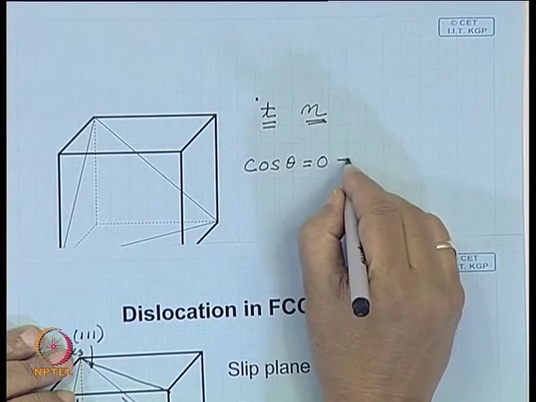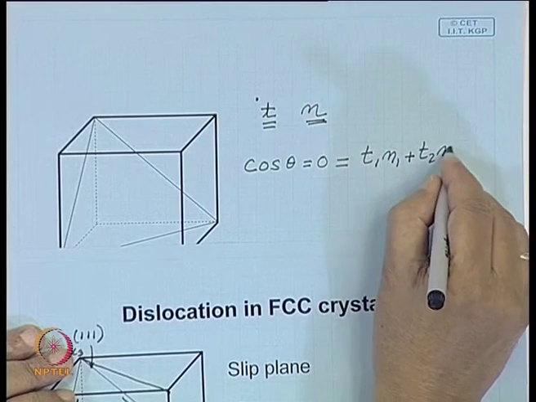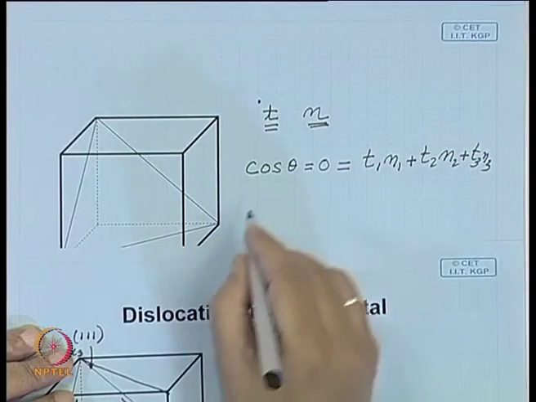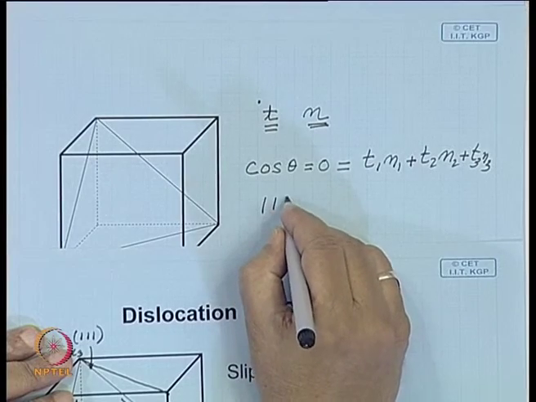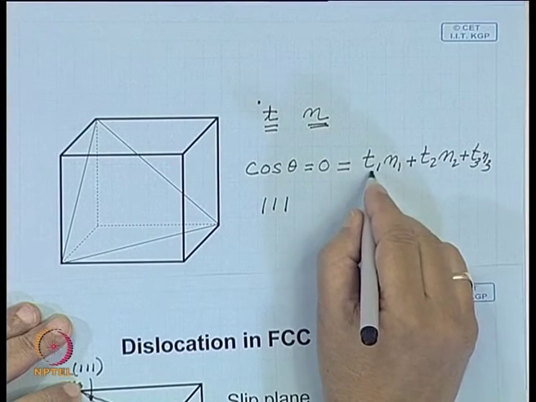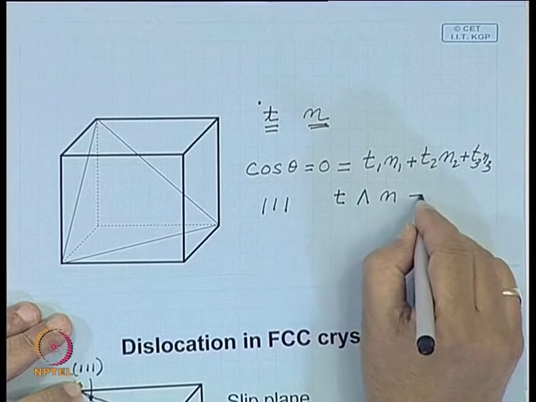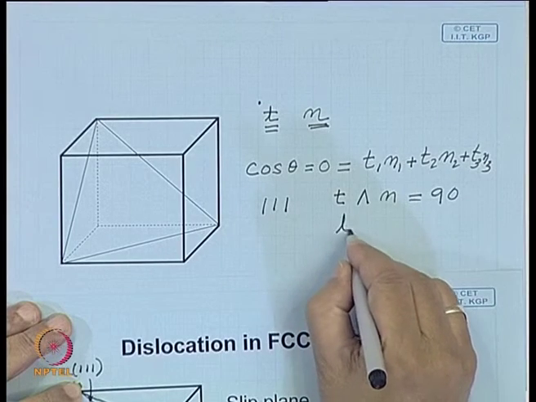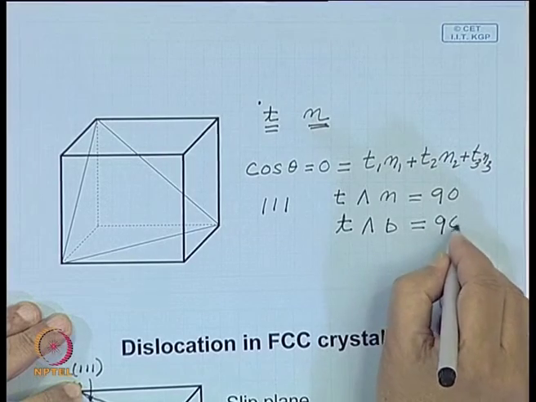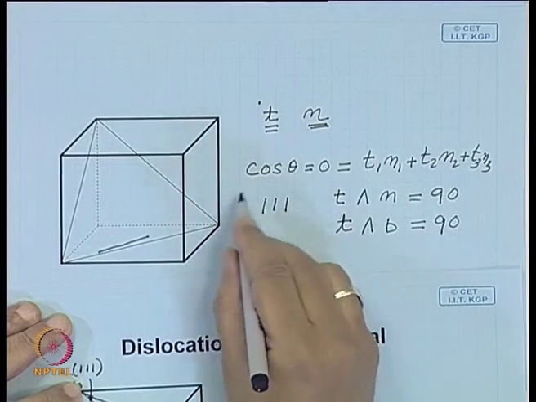So, that means this is 0. That is t 1 n 1 plus t 2 n 2 plus t 3 n 3. This should be 0. Suppose this plane is 1 1 1, this direction should lie on it. So, the angle between t and n is 90, and the angle between t and the Burgers vector should also be 90, and only then will this be an edge dislocation. So, you try and find out.